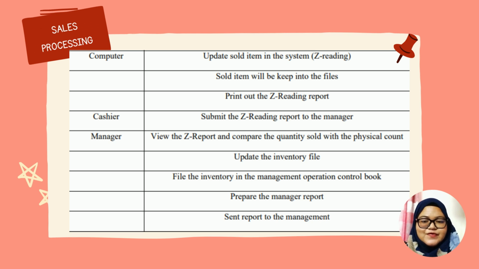The manager will view the report and compare the quantity sold with the physical count. After that, the manager will update the inventory file and file the inventory in the management control book. Finally, the manager will prepare the report and send it to the management.